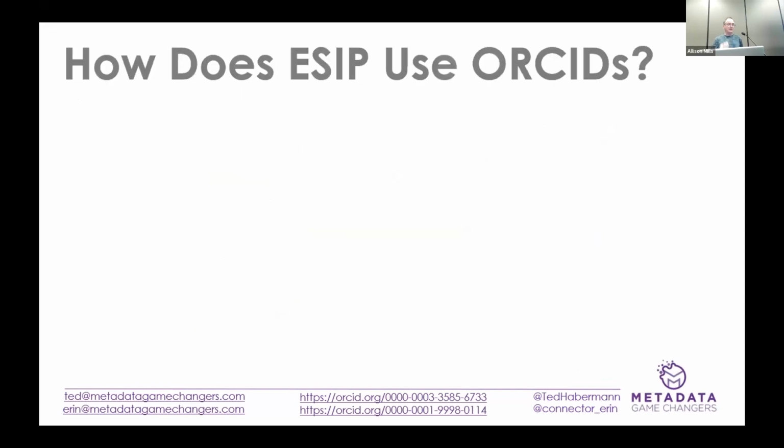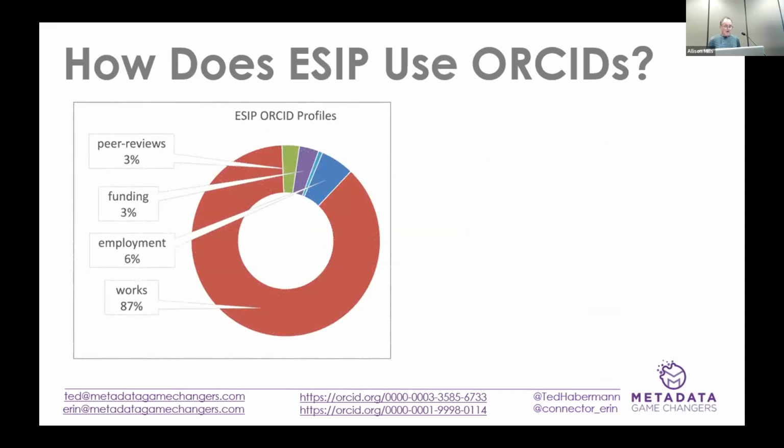So how do ESIP members use ORCIDs? This is a donut chart that shows the number of things that are included in ESIP ORCIDs. I had a pile of 139 ESIP ORCIDs, and we can see that the vast majority of the stuff that's in there is works, which is publications, stuff like that.